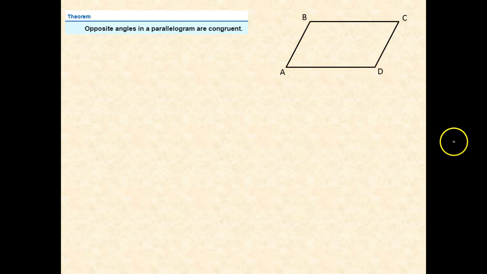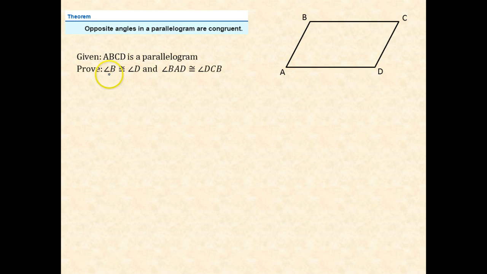This theorem states that opposite angles in a parallelogram are congruent. So, in order to prove it, we would have to start with the information that quadrilateral ABCD is a parallelogram, and then we would have to end up proving that angle B is congruent to angle D, and angle BAD, or angle A, is congruent to angle C, which we could also call DCB. And you'll see in a moment why I named them BAD and DCB instead of just angle A and angle C.